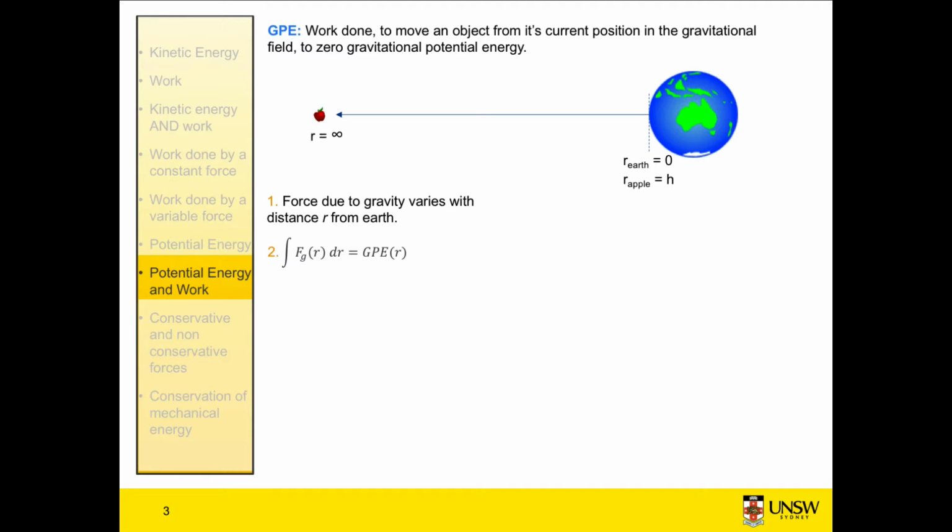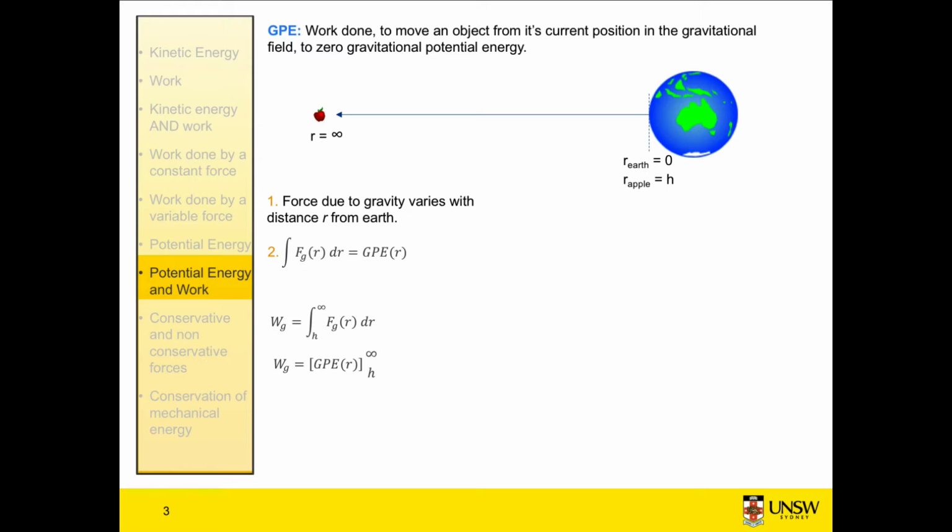So to find an expression for the GPE, we're looking for the work. And we know that we can calculate the work done by a variable force by integrating the force as a function of the distance over the distance of interest. So in this case, the work done by gravity on the apple is equal to the integral of the force due to gravity, dr, from its initial position, h, to infinity, to the final position.